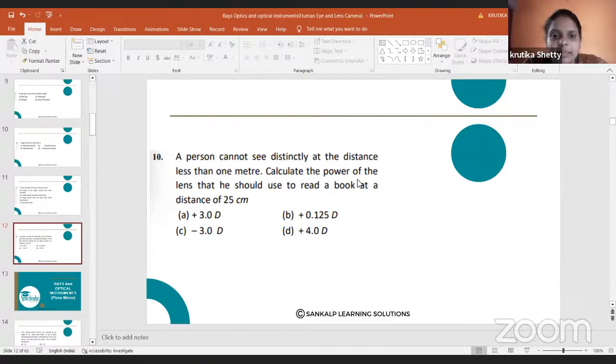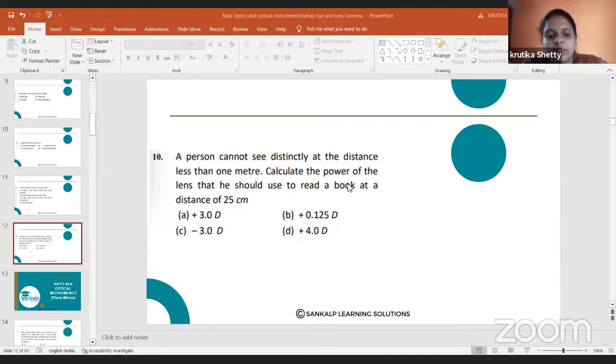So that is why they have written capital D there. What is the answer? A, B, C, B. Yes. So many students are saying B, that is 0.125. Correct?